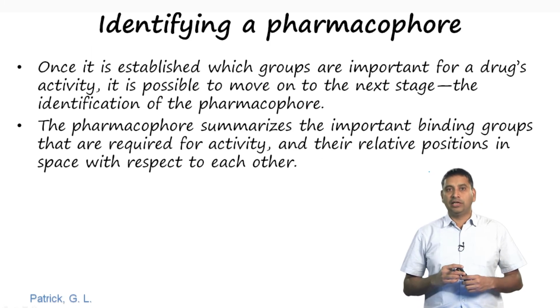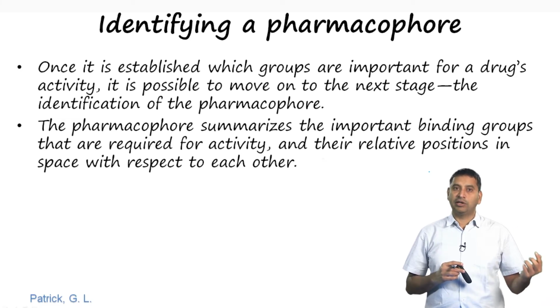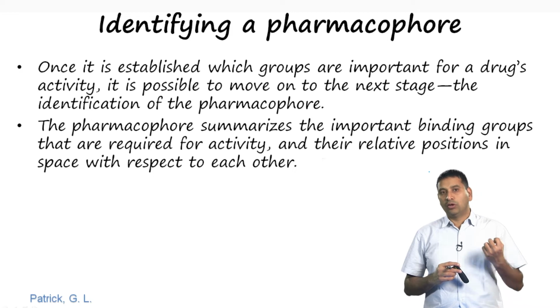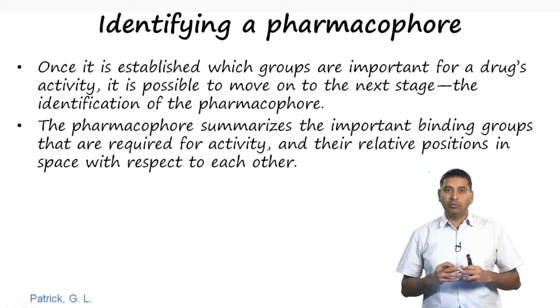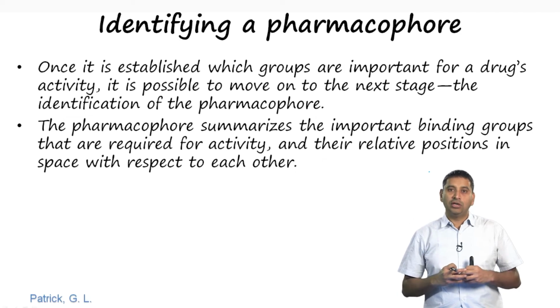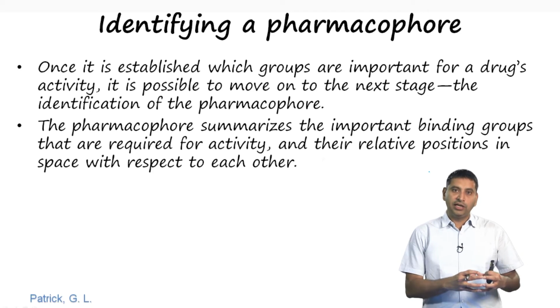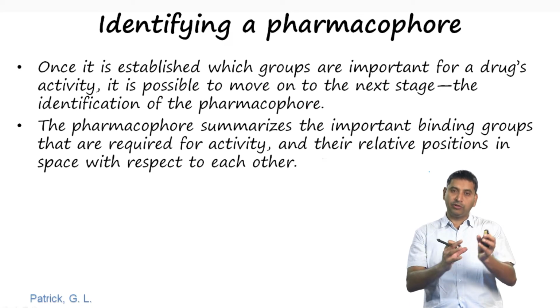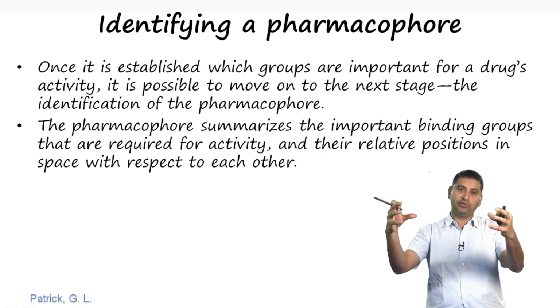So, the next step in our drug target optimization would be to identify a pharmacophore. We have already defined what a pharmacophore is, but we shall look at it once again. A pharmacophore basically summarizes the important binding groups that are required for activity, and more importantly, their relative positions in space with respect to each other. So, for this we need to establish what groups are important for a drug's activity, and then since we are aware of the structure, we would be able to suggest what the relative positions of these groups are with respect to each other.